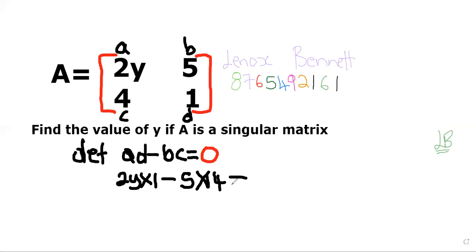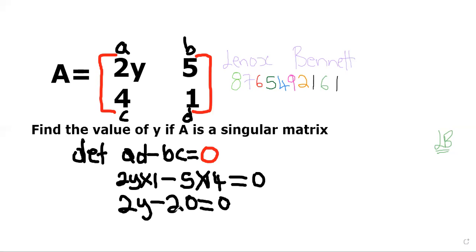And that is equal to 0, right? So all we have to do now is just multiply and then we simplify. So it's 2 times 2y minus 2 times 1, that's 2y. 5 times 4, that's 20. So all we do now is to solve for this equation. All right, very simple. So we need to get the value of y.